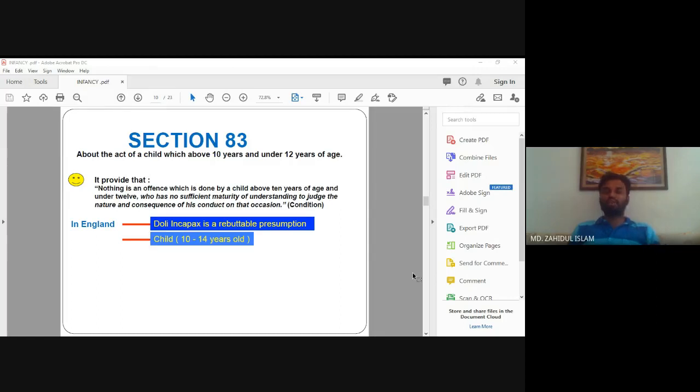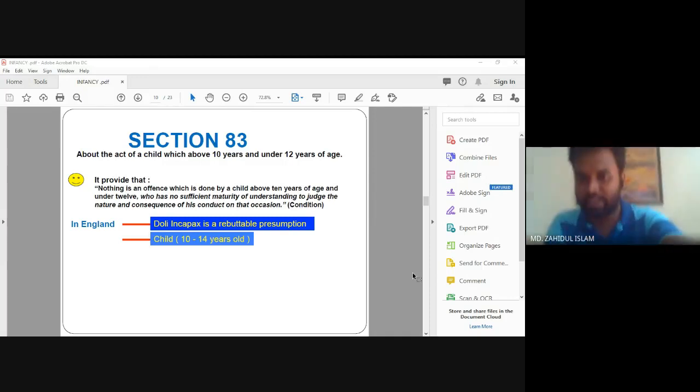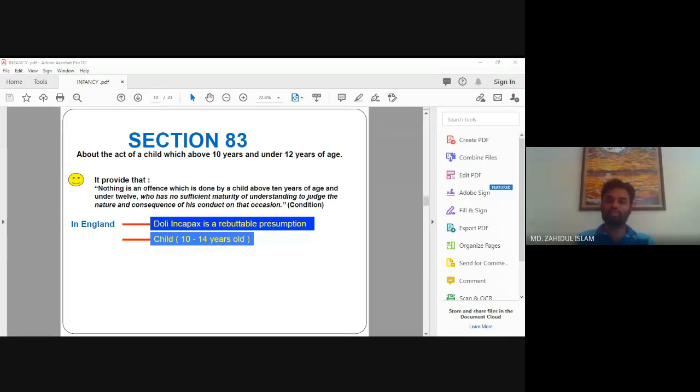If you are the defense lawyer, you have to prove that at that time they didn't have enough maturity to understand the nature and consequence of the act. Again, how will you identify, how will you prove that at that time they were not mature enough to understand the act and its nature and consequence? How will you prove it? What do you think?